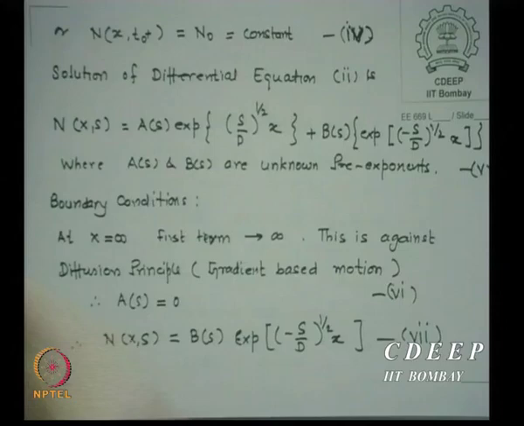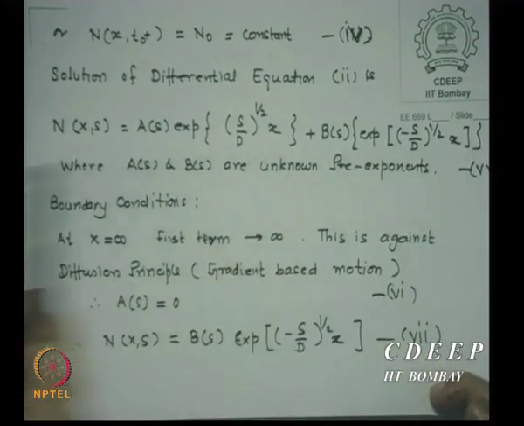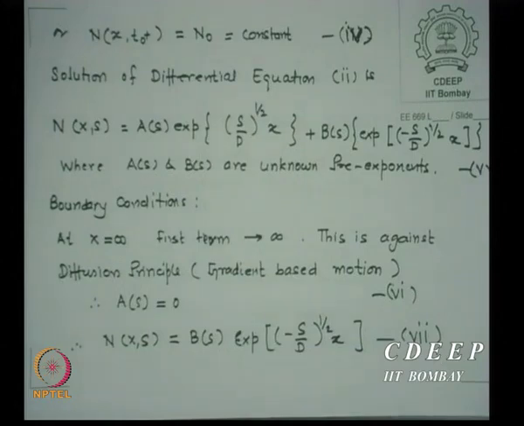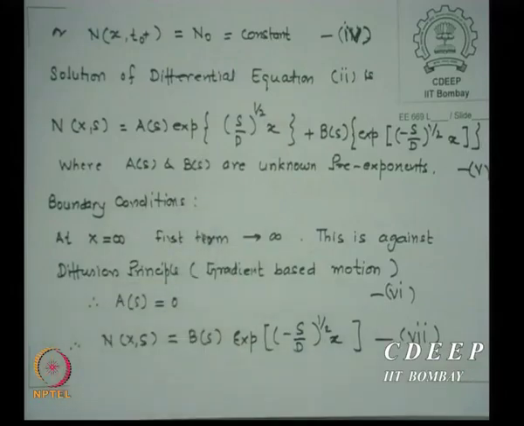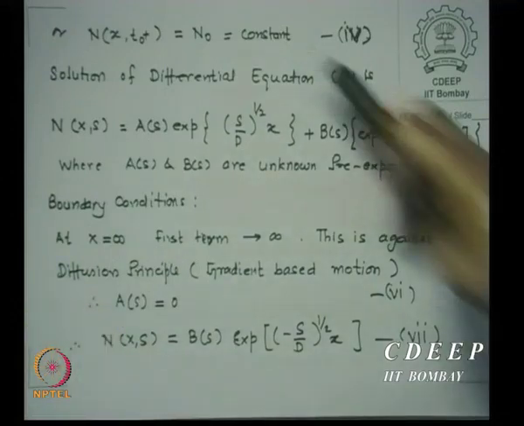Now once I know my initial conditions, I know the equation which I wrote has an analytical solution given by A_s exponential of under root of S by D into x, plus B_s exponential of minus S by D to the power half x. This is the solution of the second order differential equation, the simplest solution of a second order differential equation. Now the first boundary condition you have set here.